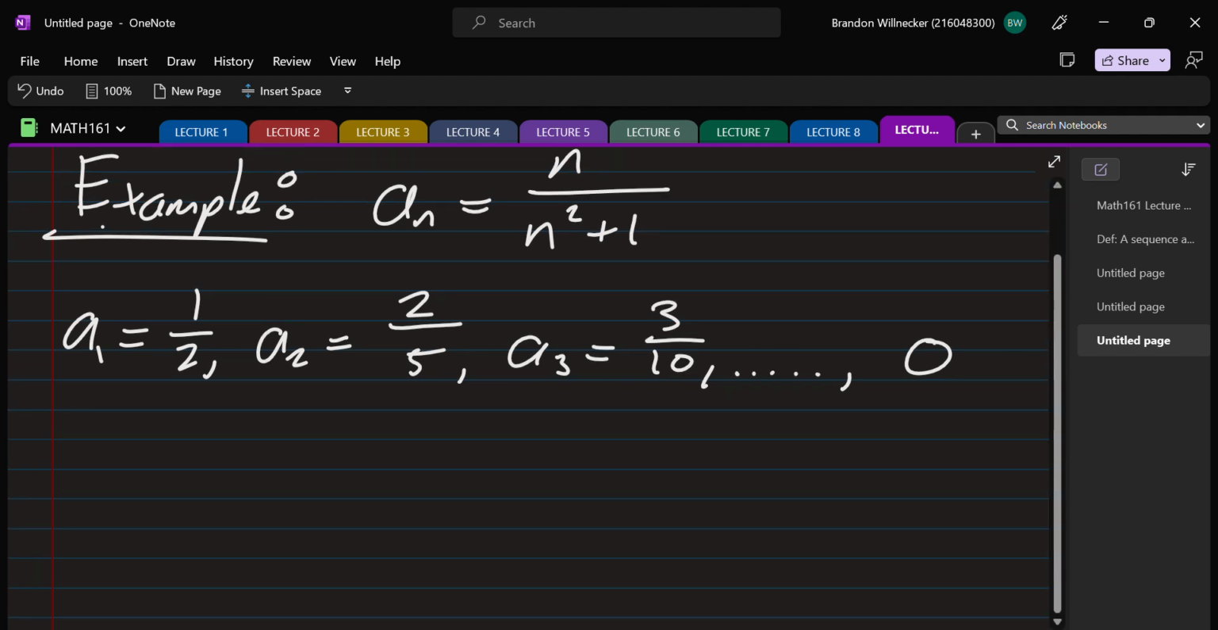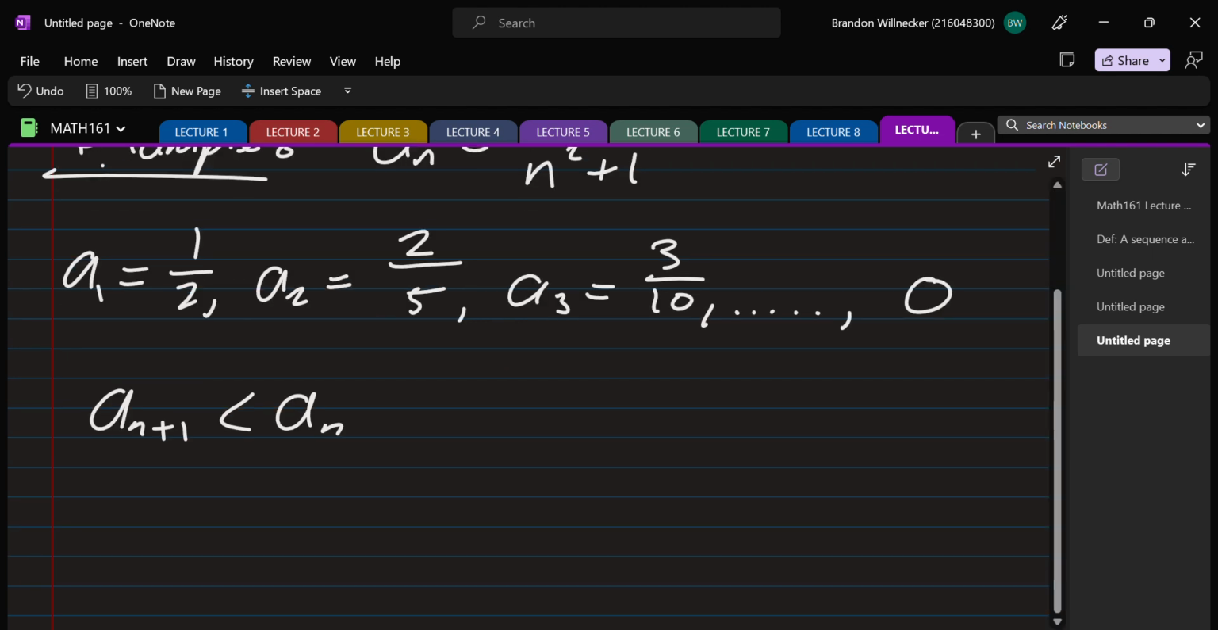Okay, so first, we know it's decreasing, so let's try and show that. Now, we can either use that method that we had at the beginning. We find the ratio and see if the ratio is less than 1 or bigger than 1. Another way is the following. So we look at a_{n+1}. We want to show it's decreasing, so less than a_n. And we want to determine if this is true or not.